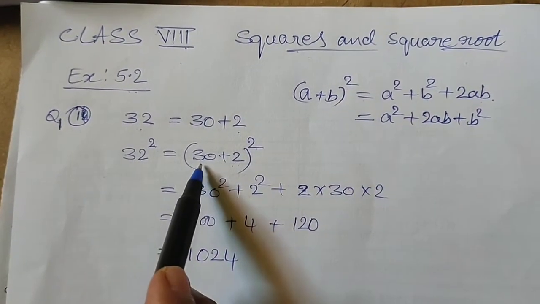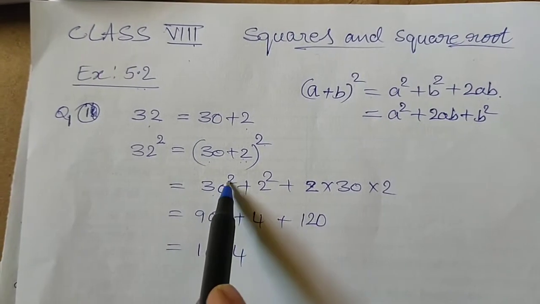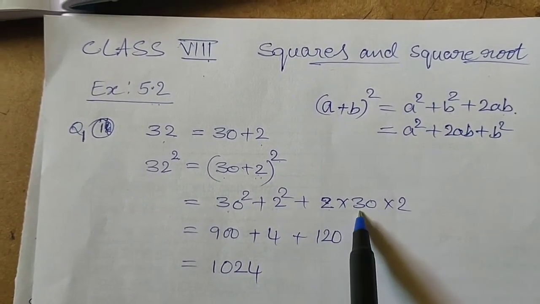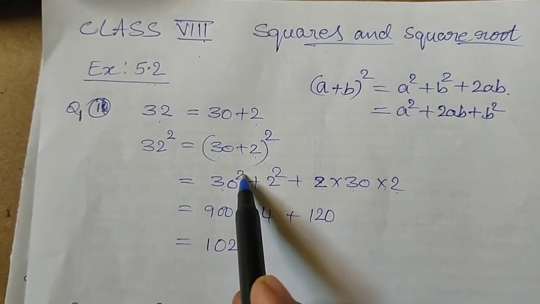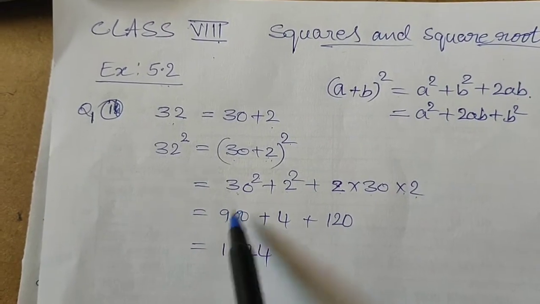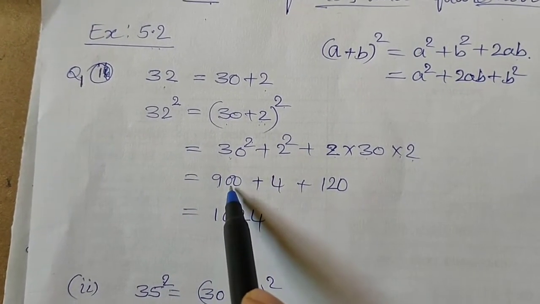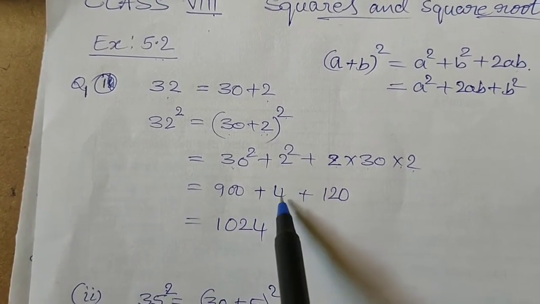So here a is what? 30, and b is what? 2. So a square means 30 square, b square is 2 square, plus 2ab. A is 30 and b is 2. 30 square means 3 threes are 9, so in the square number those 0s come. So that means 900. And 2 square is 4.